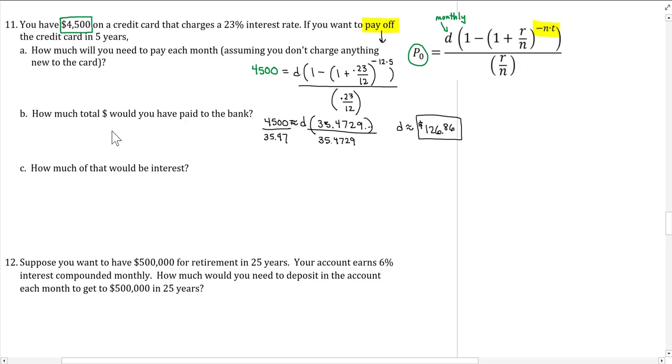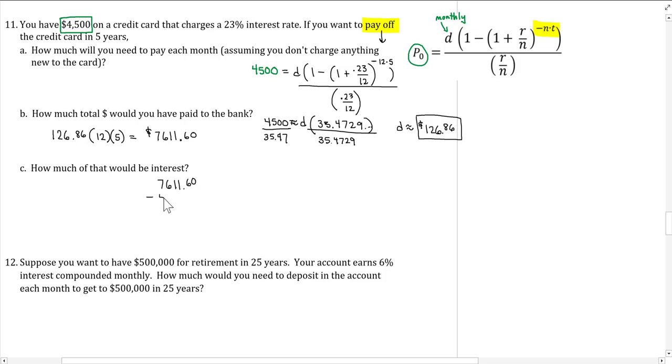How much total, part B, would you have paid to the bank? So again, D is my payment. So I'm going to take that answer, again, making sure that I've rounded it to the nearest cent, and times it by, I paid that 12 times for 5 years. That gives me an answer of $7,611.60 that I paid to the bank. So obviously, I only had $4,500 that I owed, but I paid them a lot more than that. So I paid a significant amount in interest, which is why your interest rate is so high.